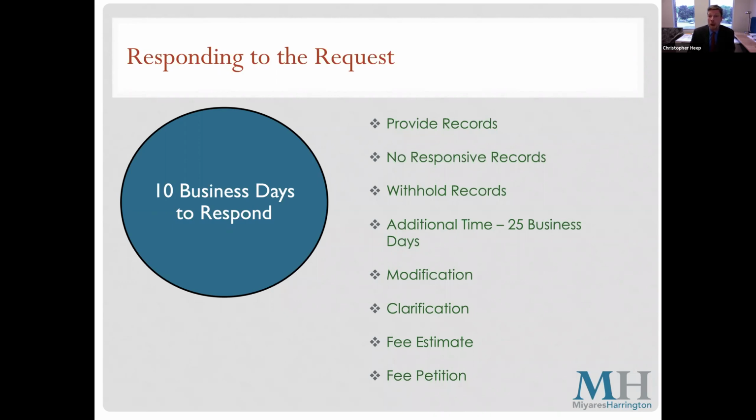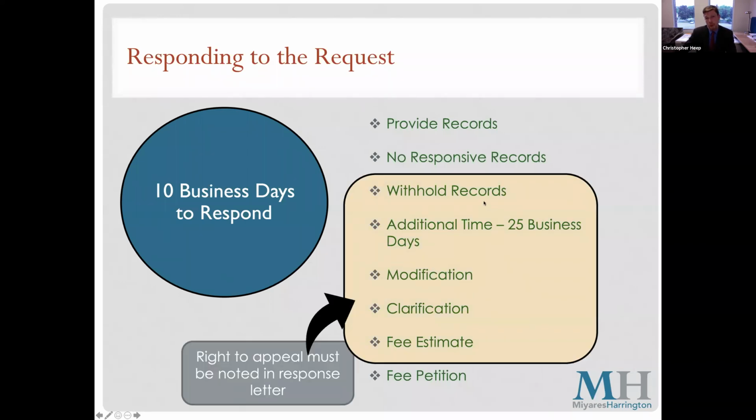The town can claim additional time to respond to a request if it's warranted. The town can also ask the requesting party to modify their request, clarify their request, or submit an estimate to the requesting party of the fees that the town is going to charge in order to produce the response. Several of these types of responses all require written responses, and several of these also require the town to notify the requesting party that they have a right to appeal, and then that party can take an appeal if they so choose.